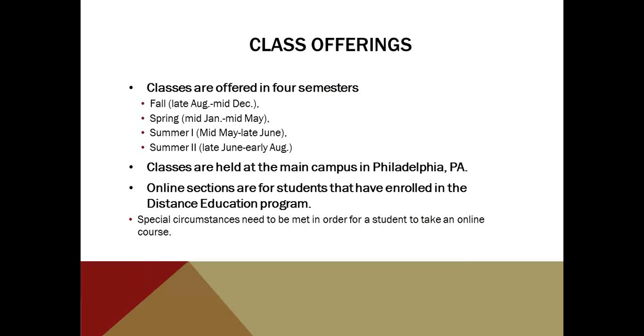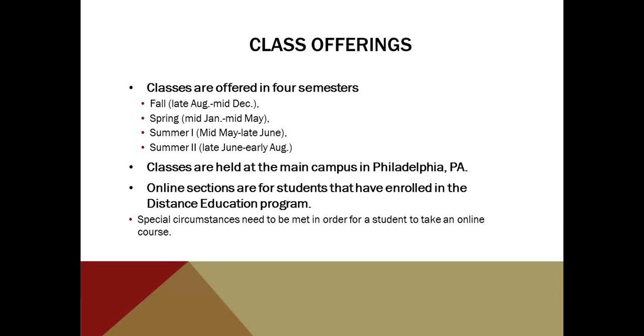So class offerings. Typically our classes are offered in 4 semesters. Fall includes late August to mid-December. Spring is mid-January, typically after Martin Luther King Day, to mid-May. That also includes finals week for both mid-December and mid-May. And then in summer, summer 1 is mid-May to late June, and summer 2 is late June to early August.